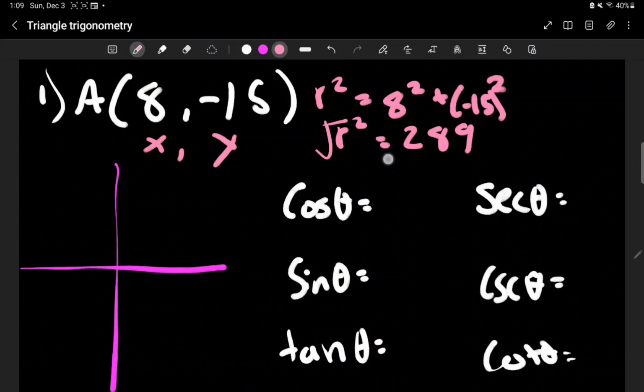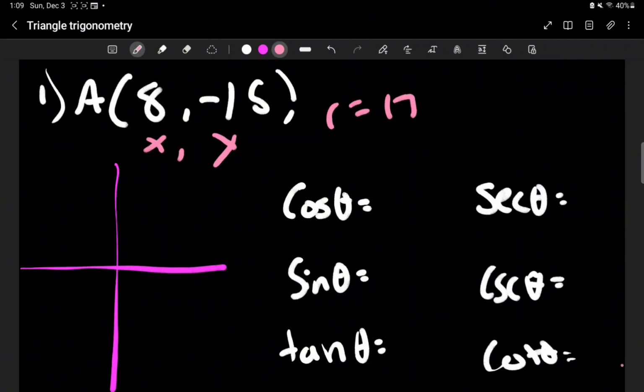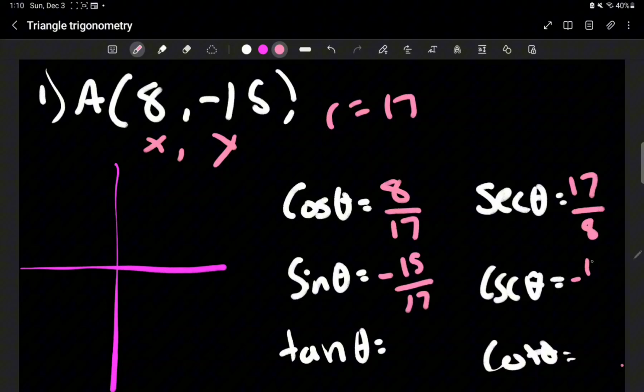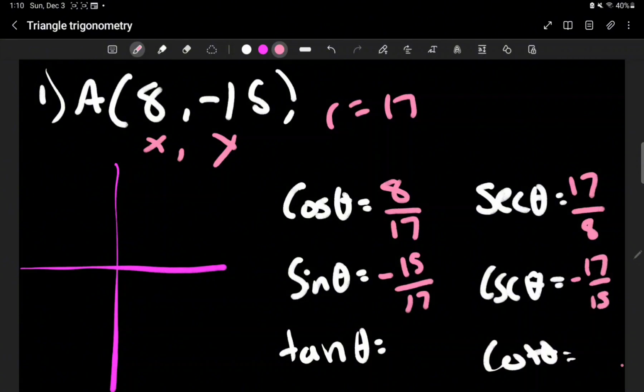R is 17. Cosine would be x over r, 8 over 17. Secant would be 17 over 8 because it's just the opposite. Sine would be y over r, so negative 15 over 17, so cosecant would be negative 17 over 15. Tangent would be y over x, so negative 15 over 8, and then cotangent negative 8 over 15.